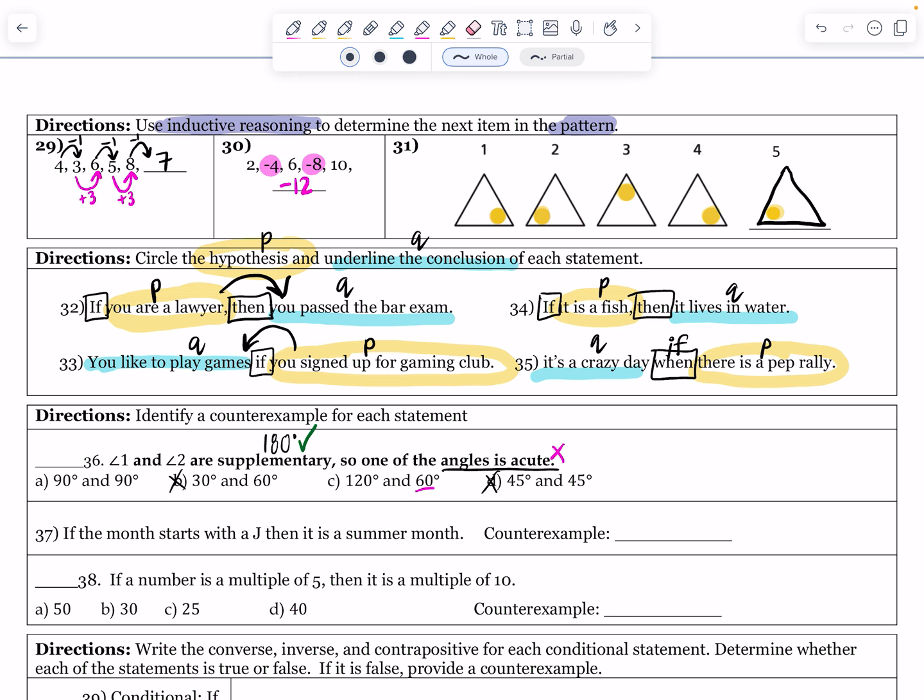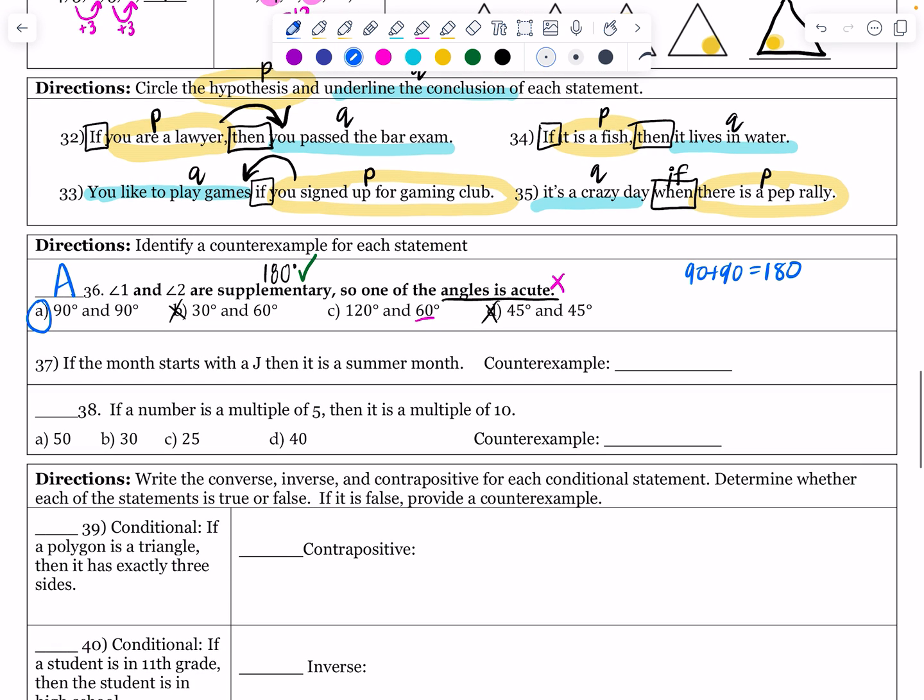So what's a counterexample? A counterexample on this problem would be A, 90 and 90, because 90 and 90 are supplementary. 90 plus 90 do, in fact, add up to 180. But between 90 and 90, neither of those are acute. So that would be a counterexample that disproves the statement.